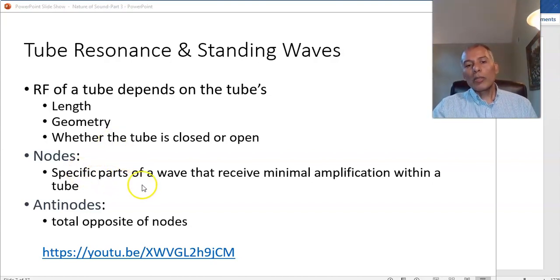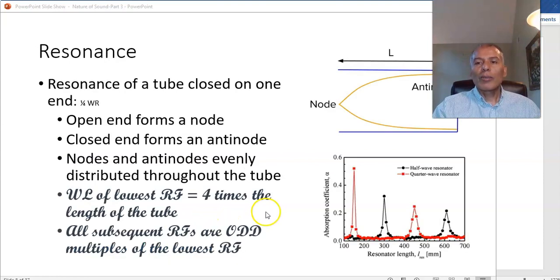The nodes are the specific parts of the wave that receive minimal amplification within the tube. And then the antinodes are basically the greatest points of displacement. There's a video here that you can watch to help you understand the concepts better.